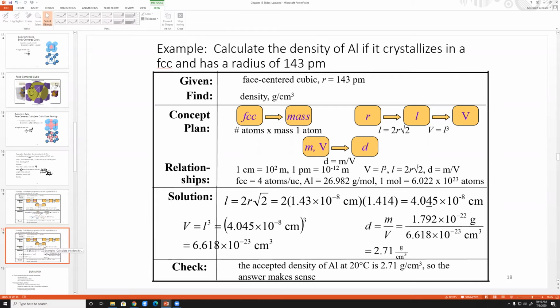If you were given the edge equation and you were asked to find the density in grams per cubic centimeter, you don't assume it's grams per cubic centimeter. The answers might be in grams per cubic centimeter, so you'll have to convert to that.